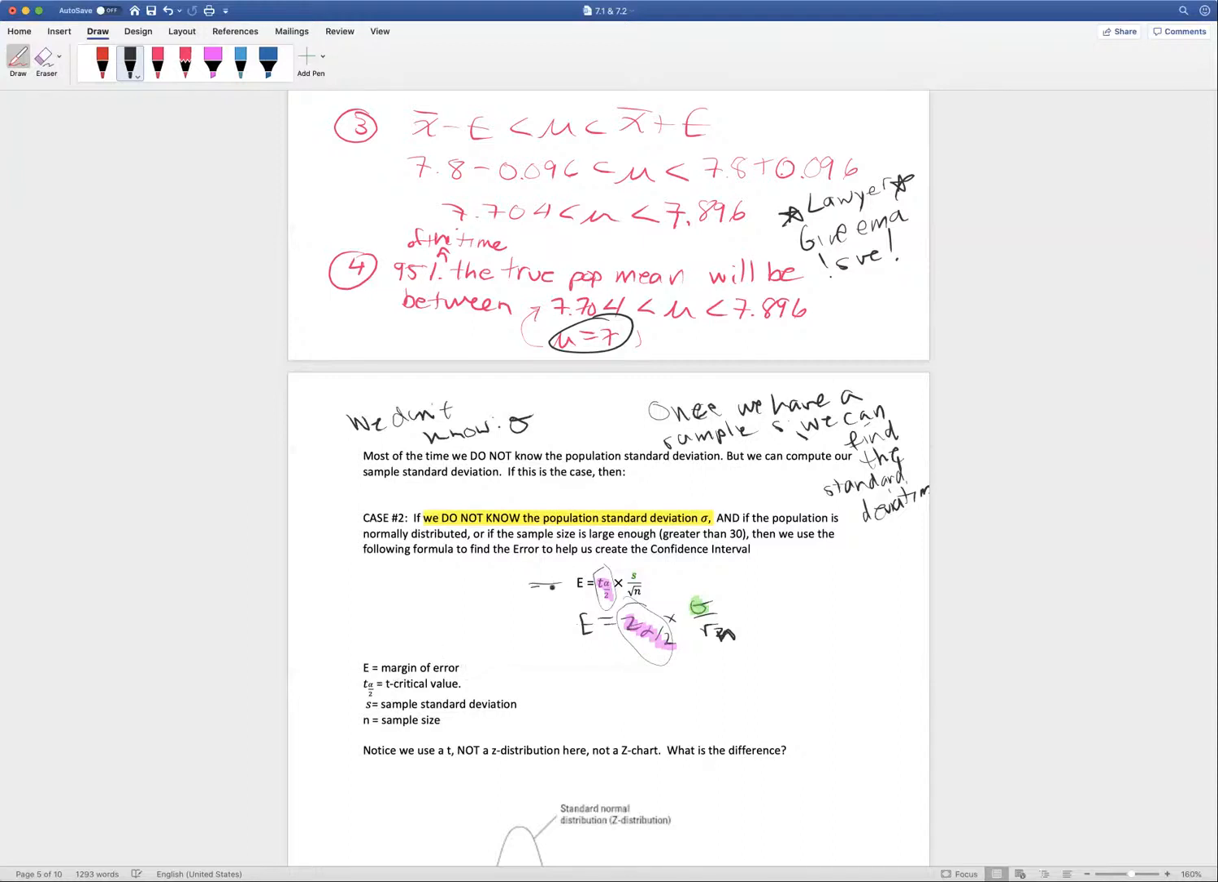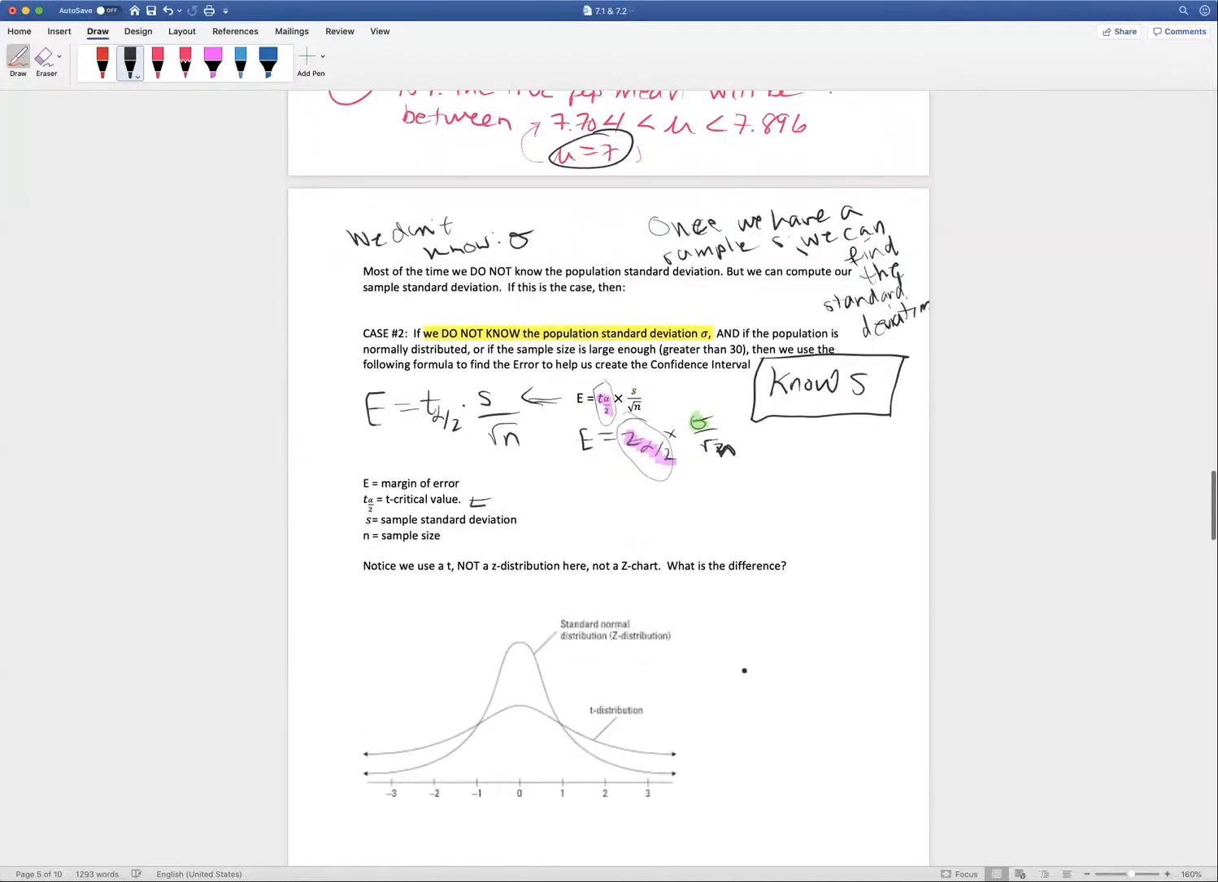So we still have pretty much the same formula. The E is error. T alpha over 2 represents the T critical value. We're going to talk about that in a second. Times S, which is the sample standard deviation, divided by the square root of n, which is the population size. Now, T alpha over 2. And again, we use the T distribution if we know S. So here we know the sample standard deviation. Here is how the T distribution works.